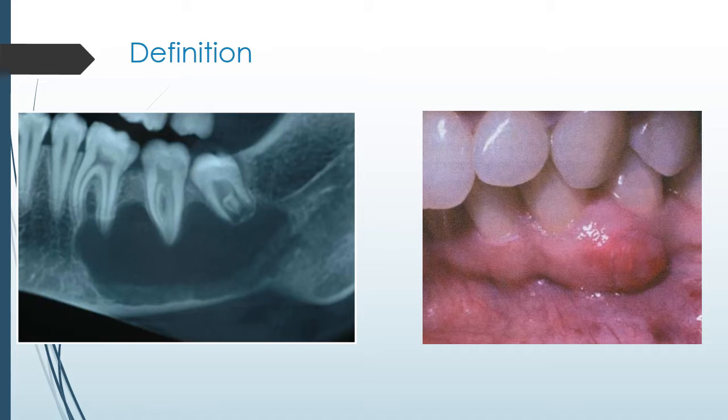First of all, we will talk about the definition of a cyst. A cyst is a cavity occurring in either hard or soft tissue with a liquid, semi-liquid, or air content. It's surrounded by a definite connective tissue wall or capsule and usually has an epithelial lining.